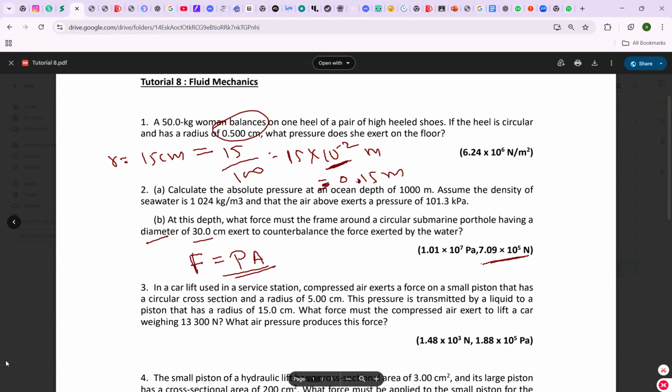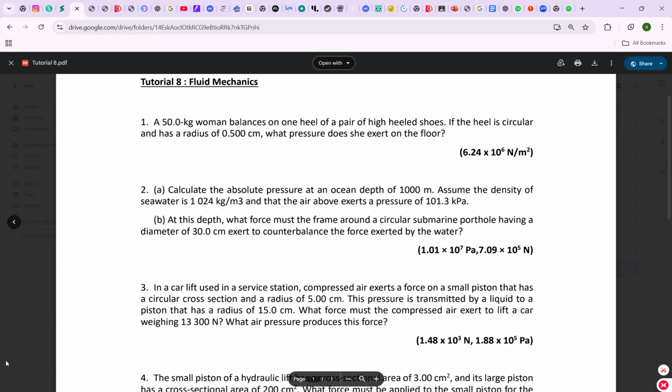So first, 0.15 into pi. 0.15 whole square into pi, right? Tell me what you are getting. I get 0.07. No, there will be one more. And into 10 to the power 7 you have not applied? Okay, let me do it.